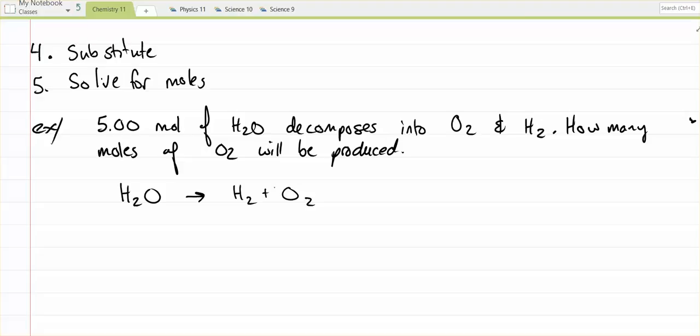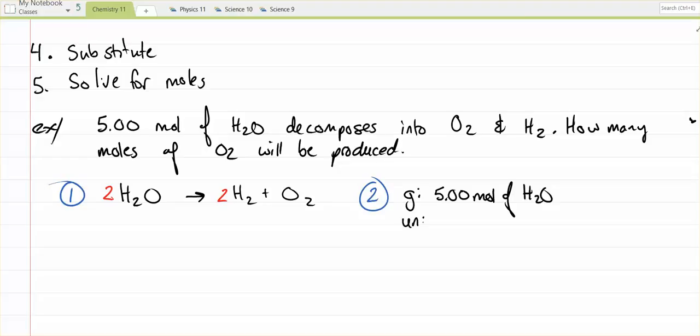So when we do the balance, we take a look and we say, okay, we have 2 hydrogens, good. 2 oxygens, 1 oxygen. So we need to put a 2 in front of that. And that will give us 4 hydrogens, so now we have to put a 2 here. So our balance is done, and that's step 1. Step 2 is we need to write the given and unknown. In this case, the given is 5.00 moles of H2O. The unknown is X moles of O2.